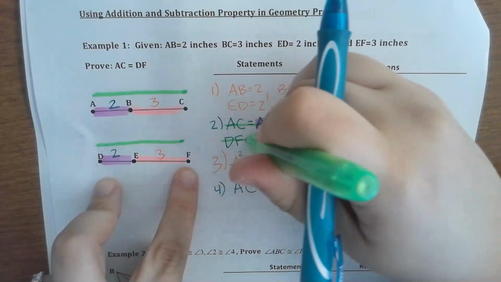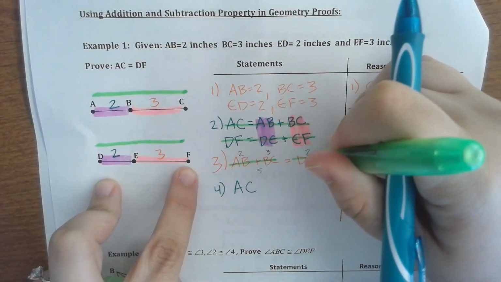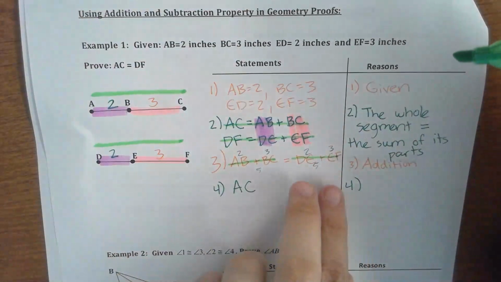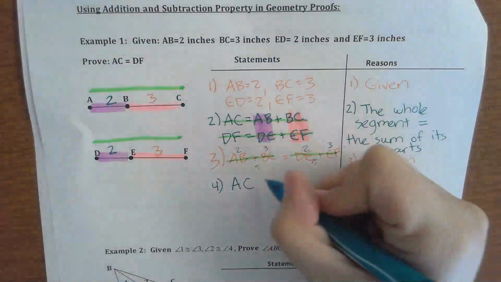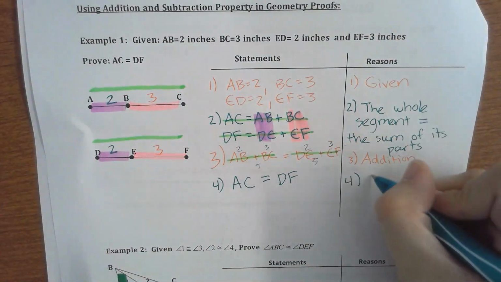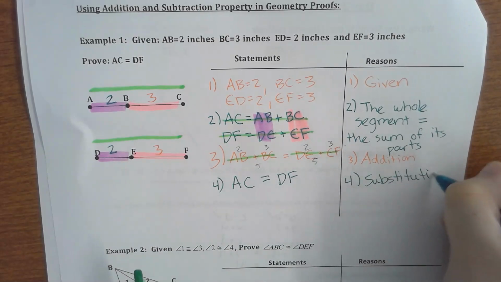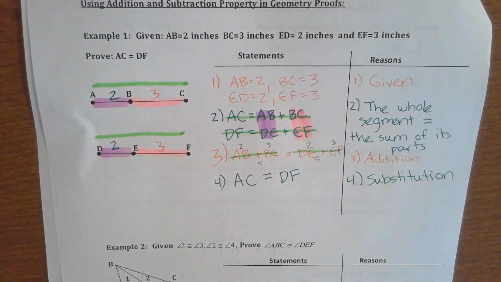DF equaled part plus part. That part plus part is down here. Instead of writing it as two pieces, I can write it as DF. We are just using substitution to get what we want. Let's look at another one.